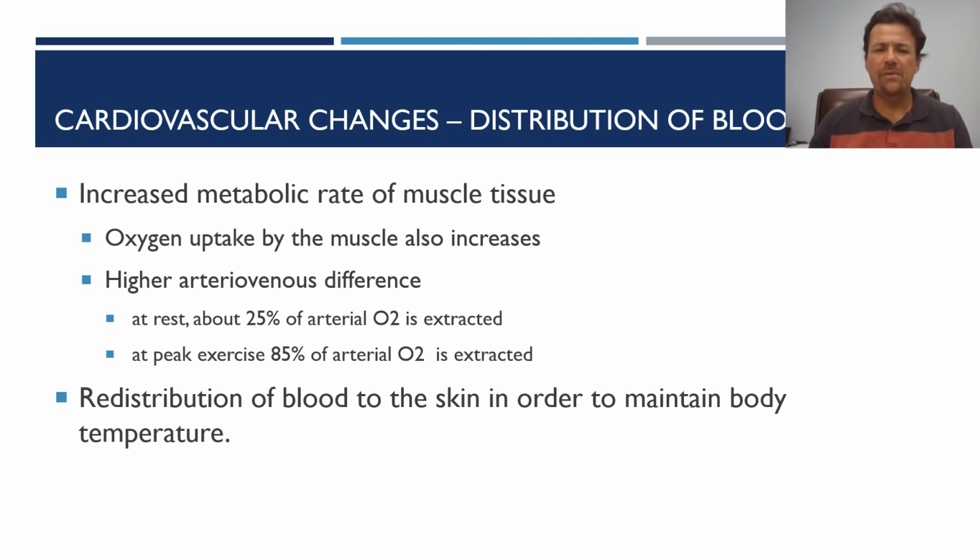And over time, there's an increase in the uptake of oxygen by the skeletal muscles. So the arteriovenous difference, the amount of oxygen in the arterial system versus the venous system, changes. At rest, it's about 25%, meaning there's only about a 25% extraction, whereas at peak exercise, it's 85%. There's a lot less oxygen in the venous system than the arterial system, because the oxygen is being extracted by your skeletal muscles.